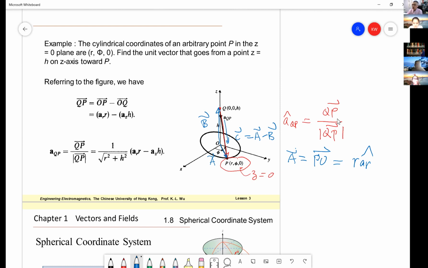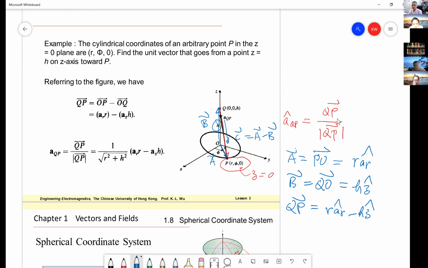And also the point B, the vector B, basically is QO. If the length is h, the height is h, okay? So the h, that, right? Then QP is vector A minus vector B, right? So it is rar minus h. Now you get everything, right?